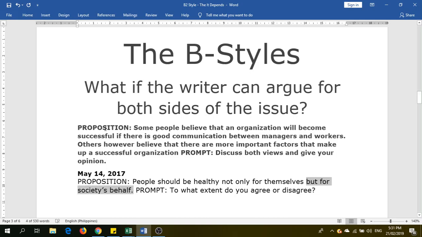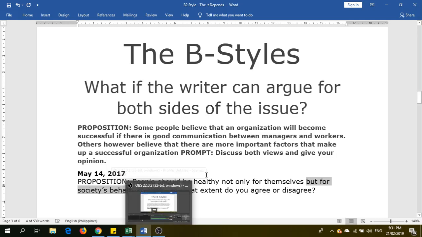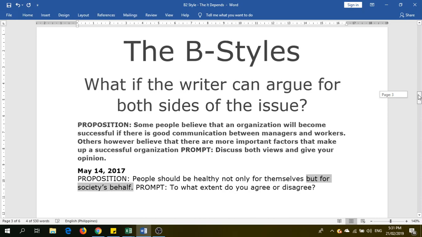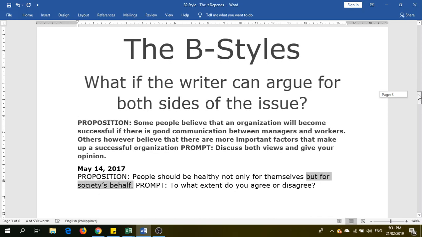So there is no question that this question prompt is indeed a crossover. So the writer should discuss the need for people to be healthy for themselves, and then the need for people to be healthy for society's behalf. And of course, it's possible for you to say that people should indeed be healthy because of both reasons. That is still the B1 style.